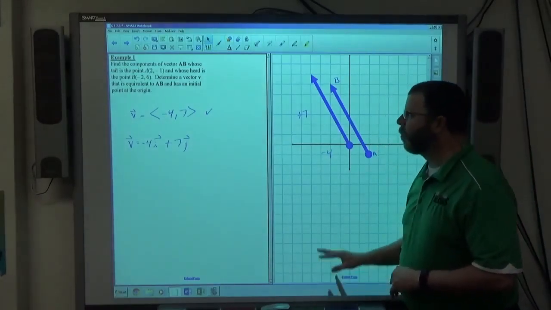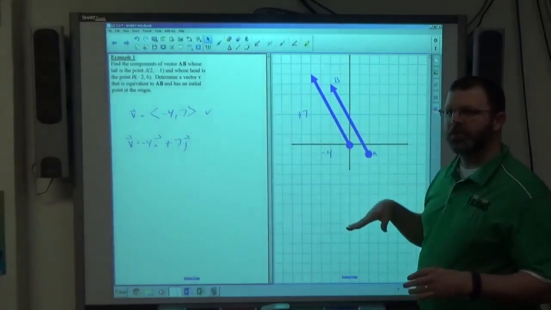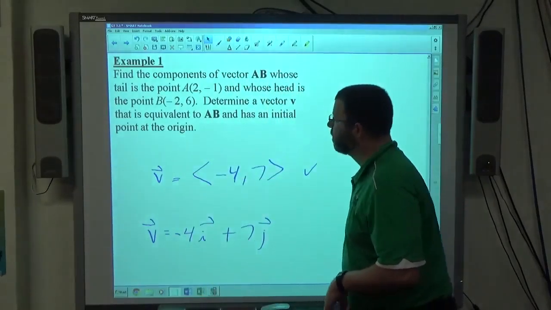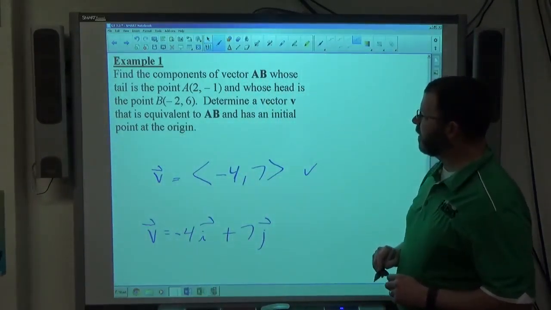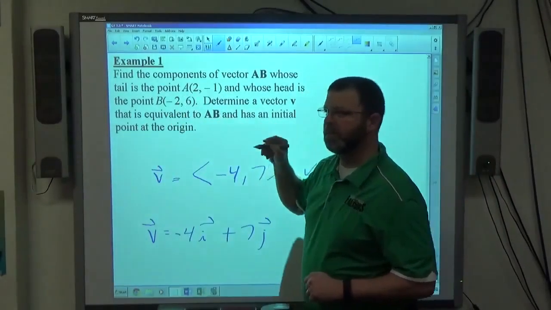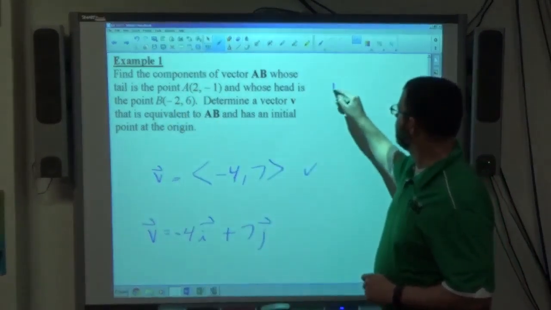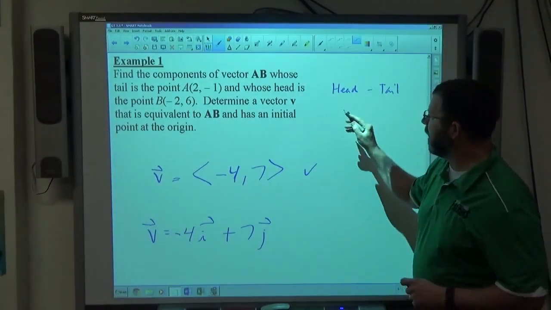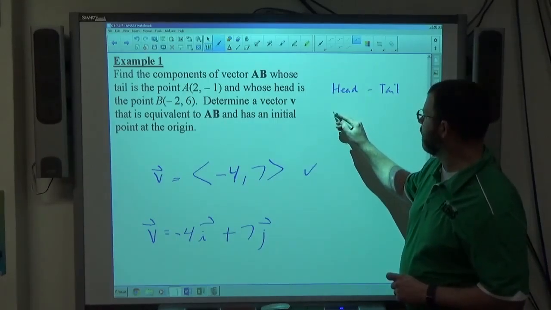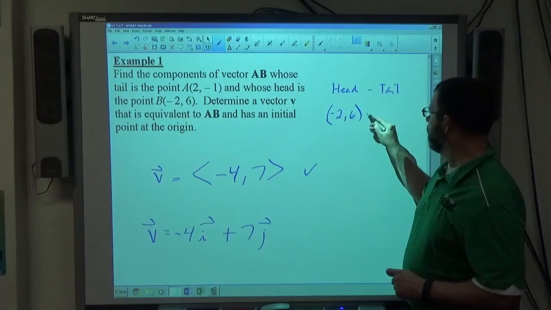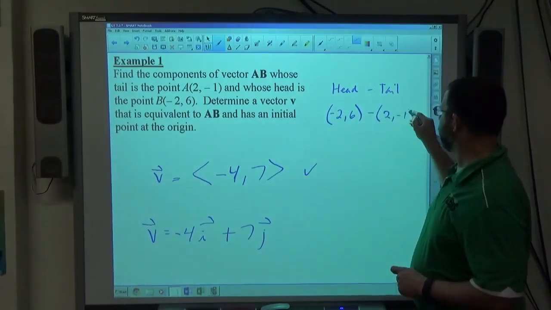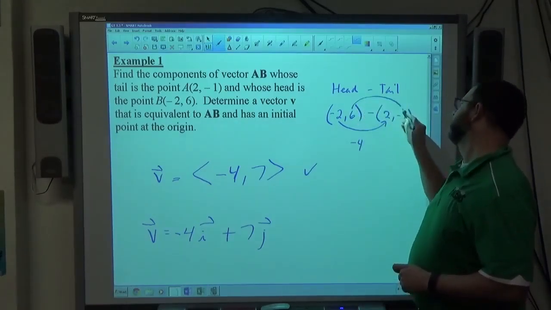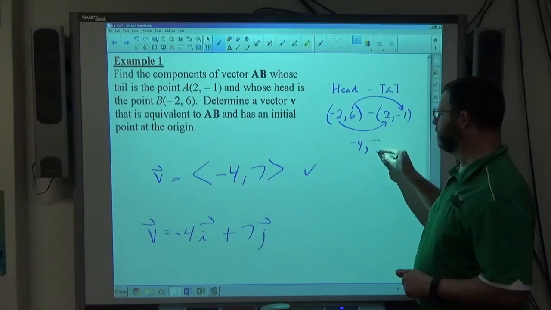Now, there's a way to do this without having to graph all this, because we don't like to graph a whole bunch of stuff we don't have to. The way we figure this out without graphing is the head minus the tail gets you these components. If we consider the head is (-2, 6), we subtract the tail, which is (2, -1). -2 minus 2 is -4. 6 minus -1 is +7.